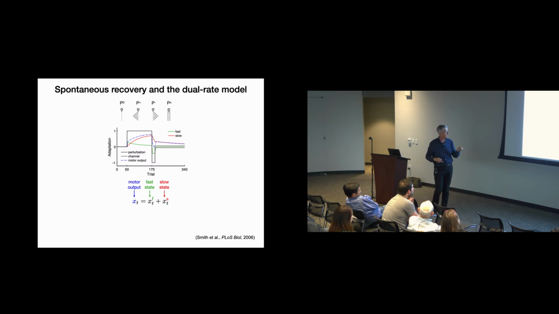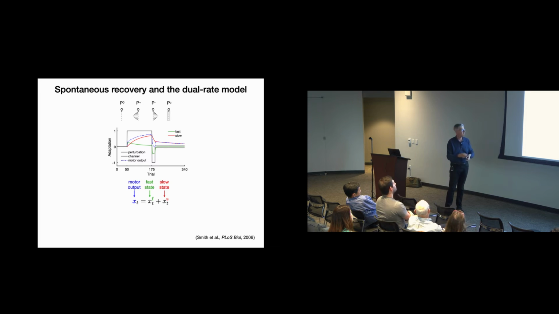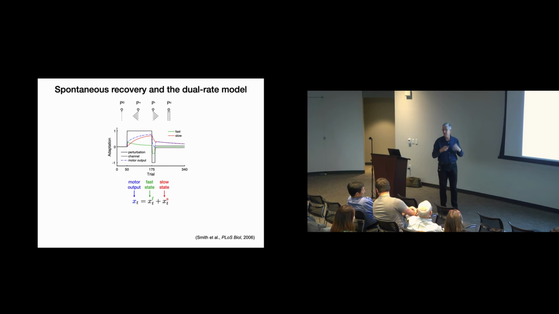The model says that the motor output is composed of two different states, a fast and a slow state. The fast component is going to adapt quickly, but decay quickly. And the slow is going to adapt slowly, but decay slowly. Okay? And so the output is a sum of these two, and that's shown here. So here's the fast component in green. It adapts quickly, but as the slow component takes over, it decays away.